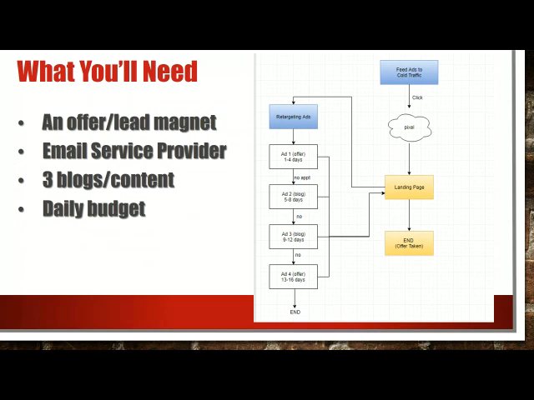These retargeting ads require content. We can't just send them back to the offer every time and say, buy this, buy this, buy this. They're going to get real tired of that real quickly. And then you need to have a daily budget. You can start out as low as $5 a day, to $20 a day, and start tweaking after a week.